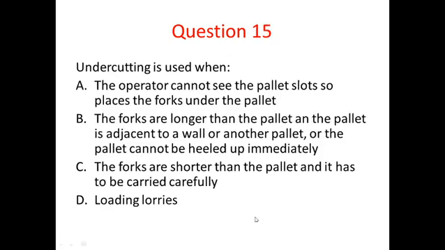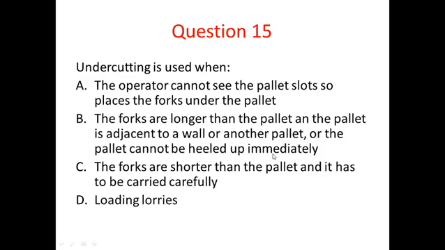Undercutting. So undercutting is when the load is not carried up to the heel of the fork. It's when the load is closer to the tips unnecessarily. The reason we would use this is if the forks are longer than the pallet and the pallet is adjacent to a wall or under the pallet, or for whatever reason the pallet can't be heeled up immediately.